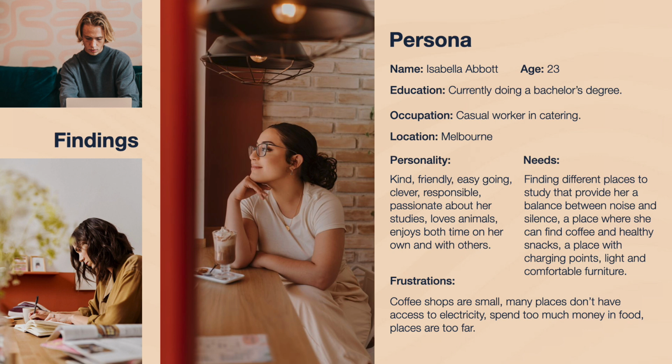Some of her needs are finding different places to study that provide her balance between noise and silence. Also, a place where she can easily access coffee and healthy snacks. Some of her frustrations are that coffee shops are too small and some places don't have good access to electricity, and she might spend too much money on food, and also some places are too far.